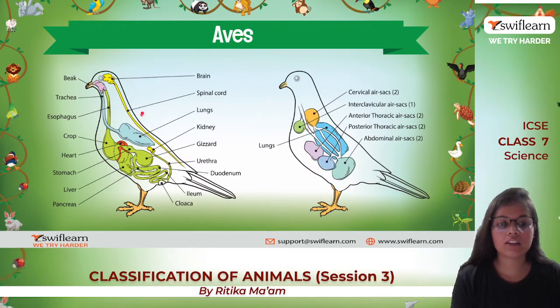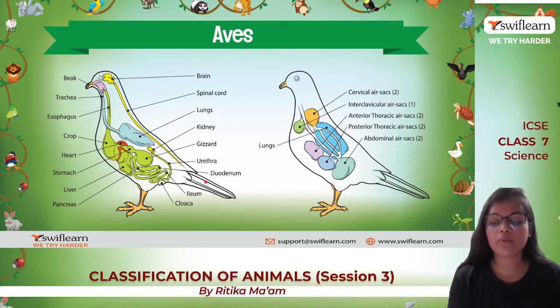Alright, so this is their body, in which there is the beak, then they have brain, spinal cord, lungs, kidney, gizzard, urethra, duodenum, ileum, cloaca, pancreas, liver, stomach, heart, crop, esophagus, trachea, etc. So these are the various body parts of aves.